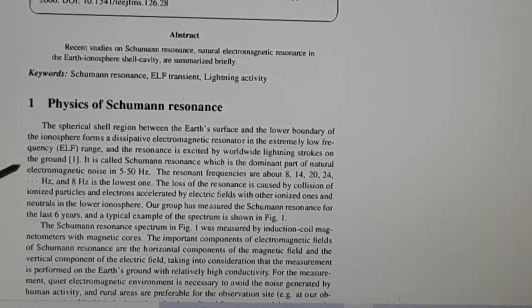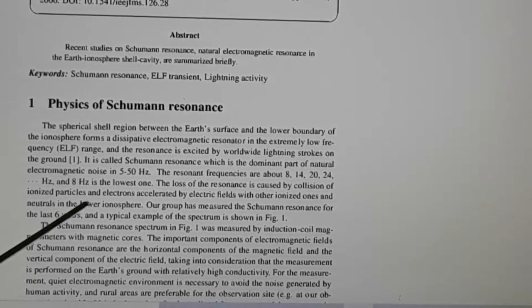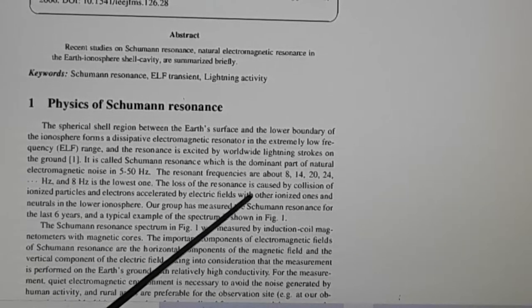Physics of Schumann resonance. The spherical shell region between the Earth's surface and the lower boundary of the ionosphere forms a dissipative electromagnetic resonator in the extremely low frequency, ELF, range, and the resonance is excited by worldwide lightning strokes as electromagnetic noise on the ground. It is called Schumann resonance, which is the dominant part of natural electromagnetic noise in 5 to 50 hertz. The resonant frequencies are about 8, 14, 20, 26 hertz, and 8 is the lowest one. The loss of the resonance is caused by collision of ionized particles and electrons accelerated by electric fields with other ionized ones and neutrals in the lower atmosphere.